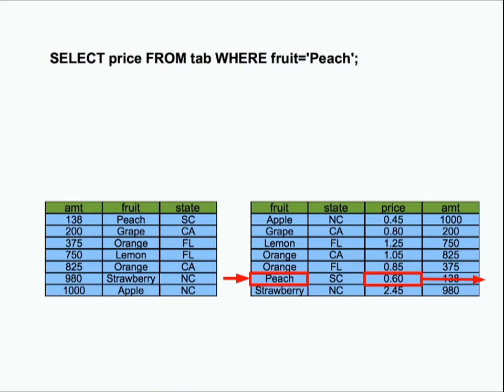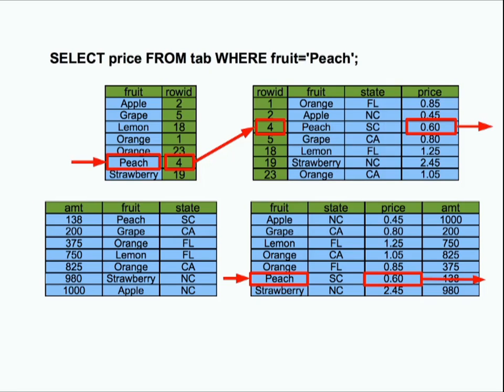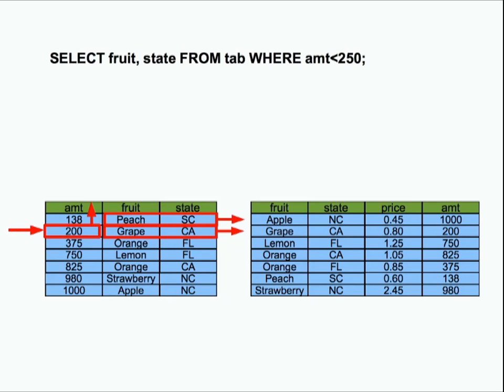So now you can say, look up the price of the table where the fruit is equal to peach, and because it's a primary key, it can do the binary search, find the entry, and give you the price very quickly. The same query using a row ID table would have had to do 2 binary searches instead of just 1. So there can be a significant savings to using a WITHOUT ROWID table.